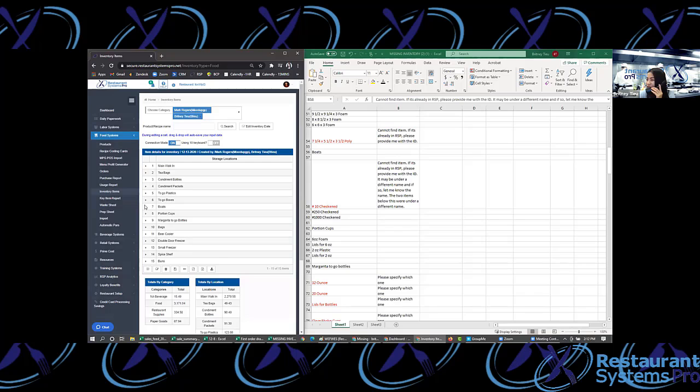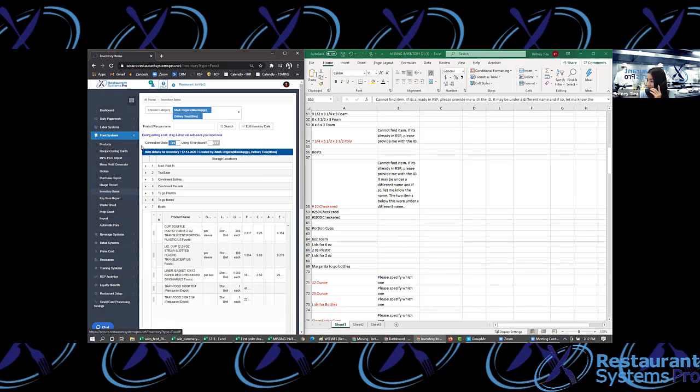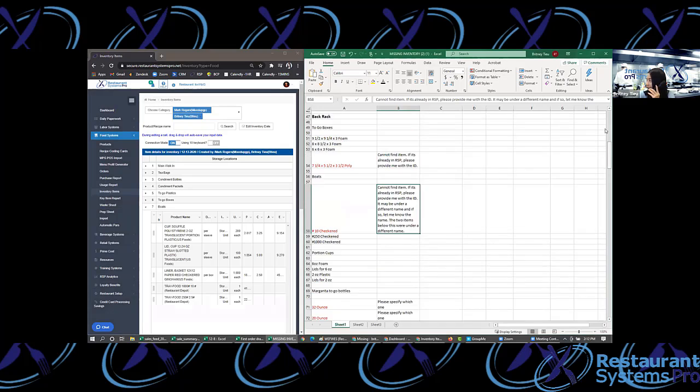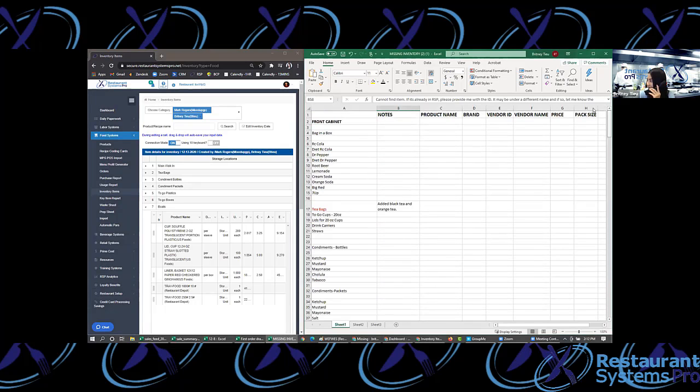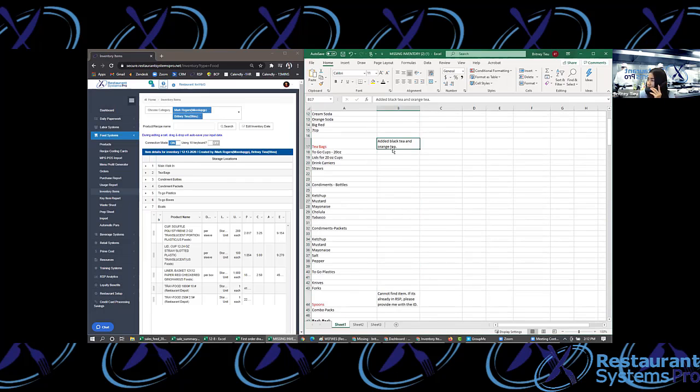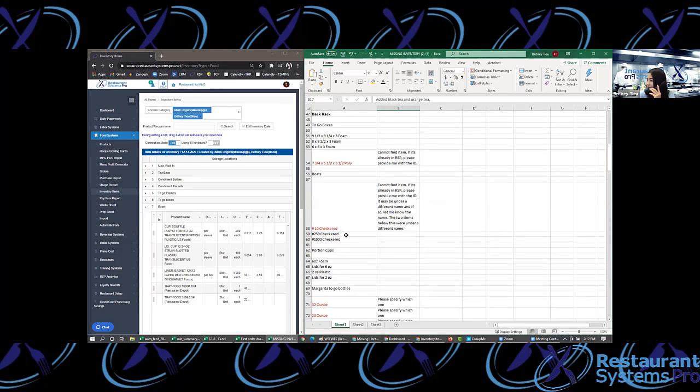So let's go ahead and go into your inventory now. You did get your inventory entered in a timely manner, so great job about that, Mark. Now there are a few other things that are missing currently. I went ahead and sent you the sheet again, and I entered some notes for you. For example, I only could find black tea and orange tea, so that's what I plugged in there.